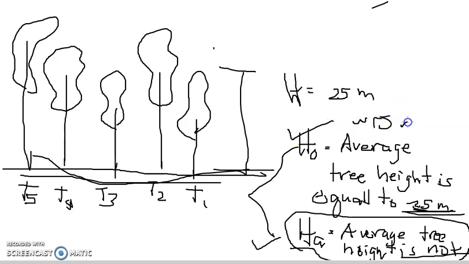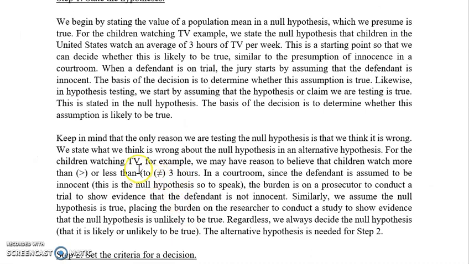Mao nang ato nga decision diha. We assume that our null hypothesis is wrong. We want our experiment for our alternative hypothesis to be true. Okay? That's why we do statistical analysis. Now, we state what we think is wrong about the hypothesis in the alternative hypothesis. Yes, because they're mutually opposite with each other.